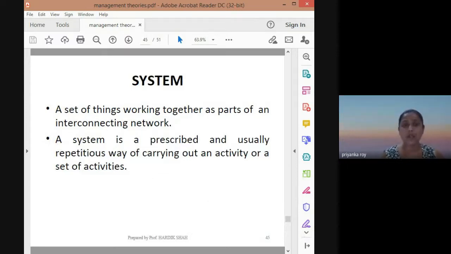A system is prescribed as a usual, repetitious way of carrying out an activity or a set of activities. A system is prescribed usually as a repetitious way of carrying out any activity or set of activities.